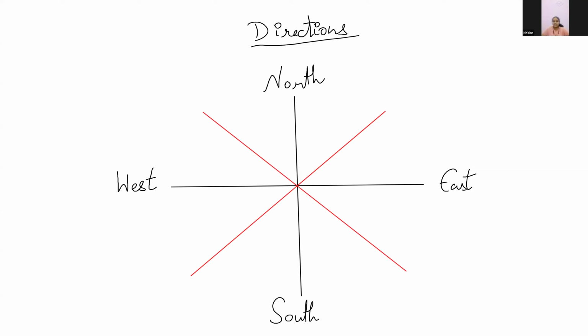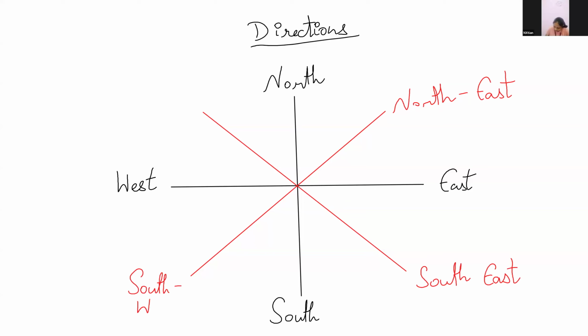So between north and east, it's known as northeast. Then between south and east, it's known as southeast. Then between south and west, southwest. Very good. And the northwest.